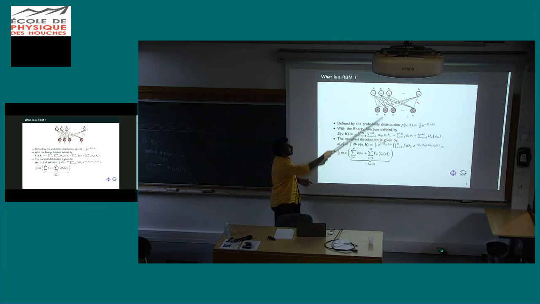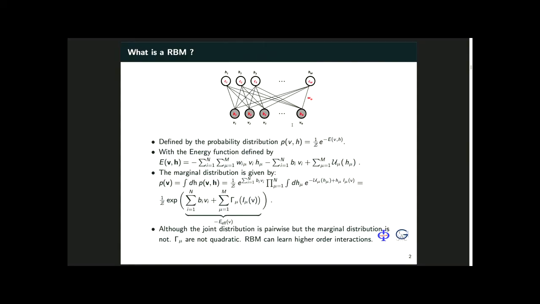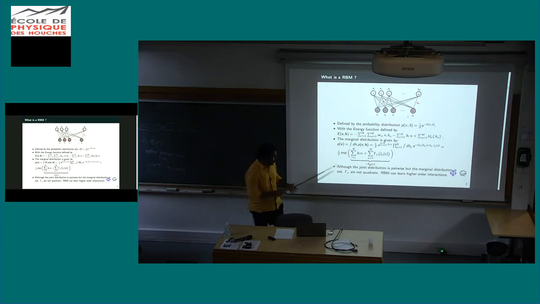So mu is the input that each visible unit sees. Basically the point is, even though the joint distribution is simple, it's pairwise between V and H, the marginal over H, so P(V) in this machine, is not pairwise. If you take binary values for the V_i and H_i, then this is typically of the form of log cosh, hyperbolic cosine or something. So you can learn higher order interactions between the visible units. And that's the power of RBM.